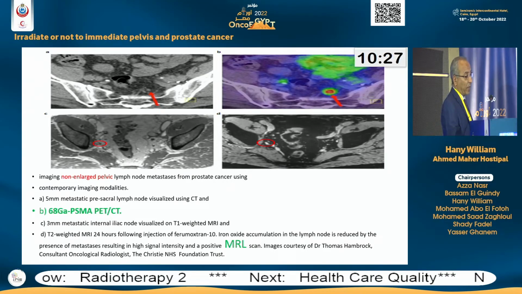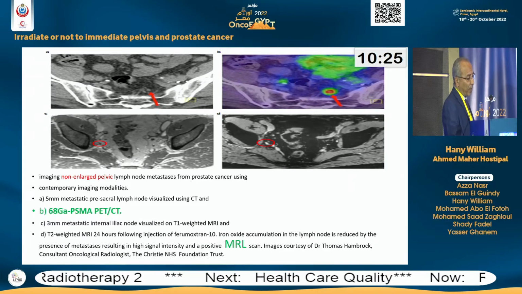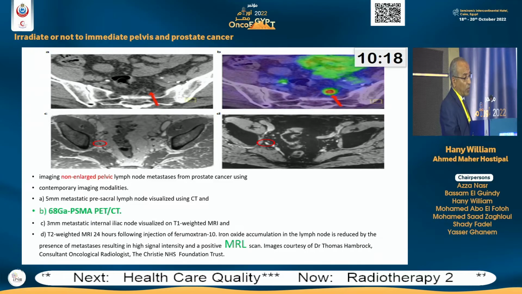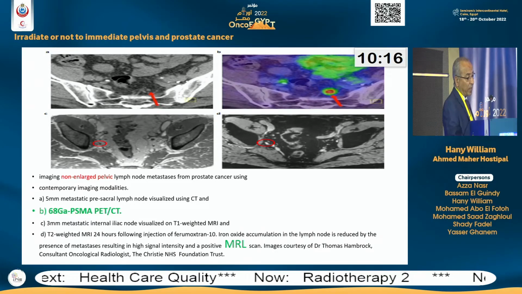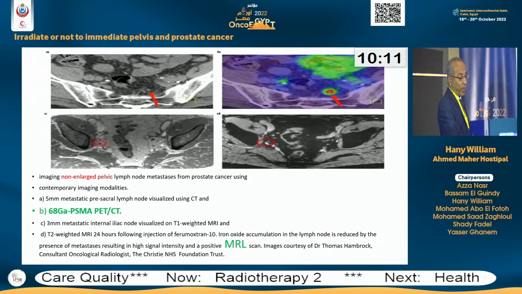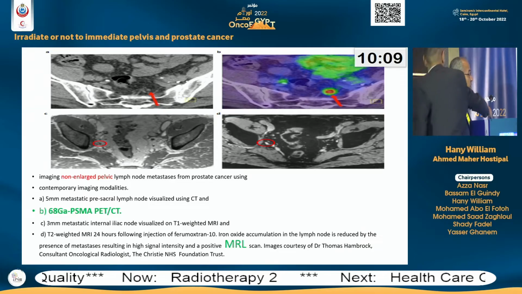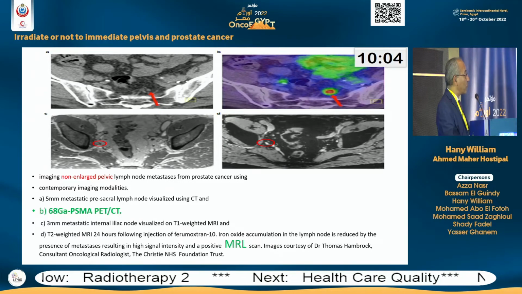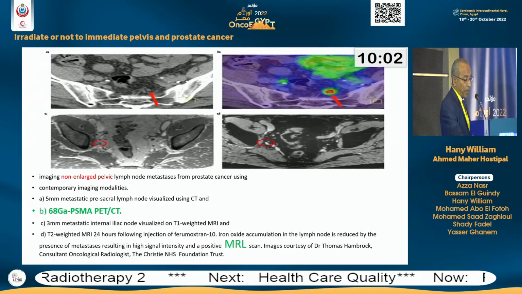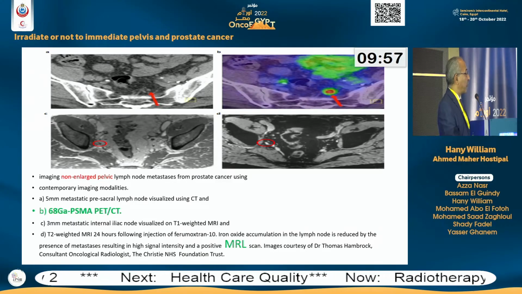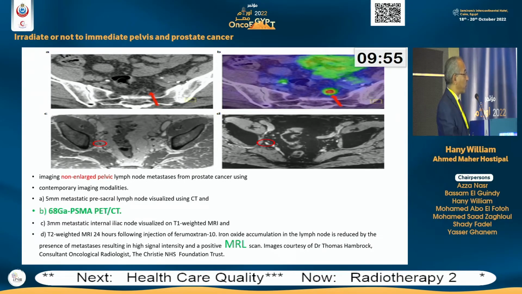In these two cases, the first one in A, a lymph node of about 5 millimeters, metastatic on CT, was proved positive by gallium PSMA scan. Also in picture C, a 3 millimeter metastatic internal iliac node visualized in T2 was proved positive by MR lymphography. So the new imaging modalities help us detect smaller lymph node sizes. So, identification of lymph nodes is either by clinical factors, the Roche formula, or imaging.